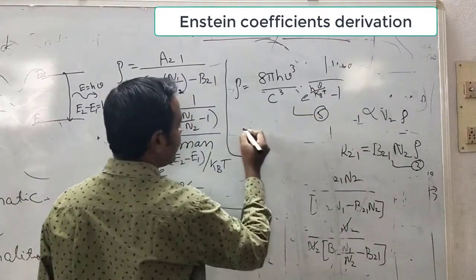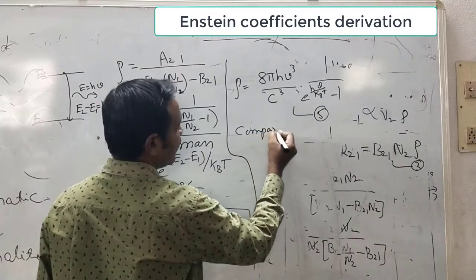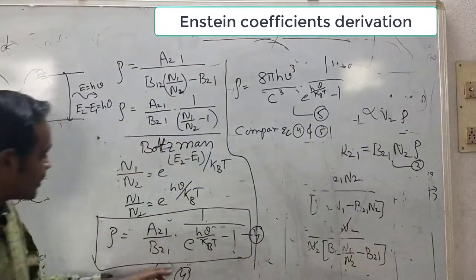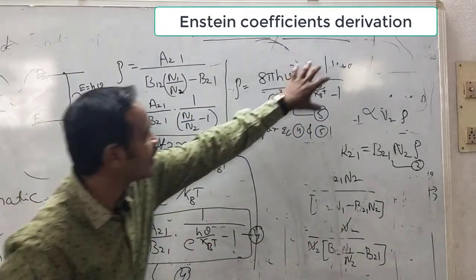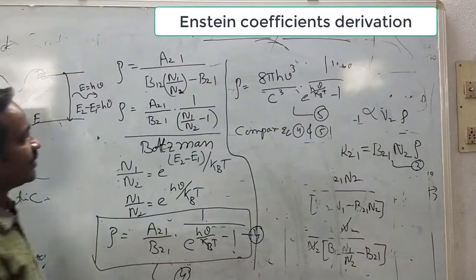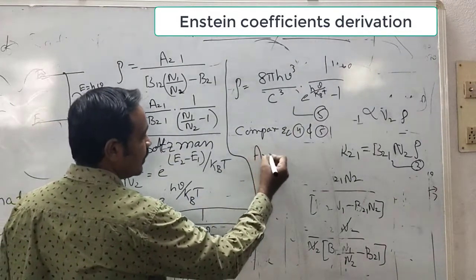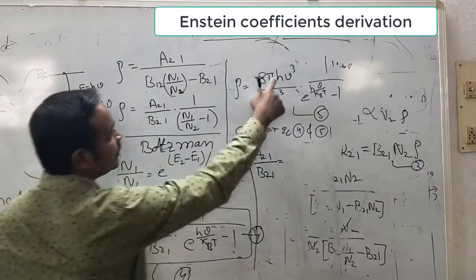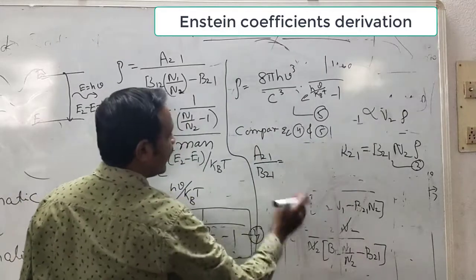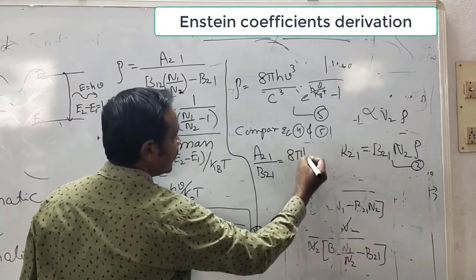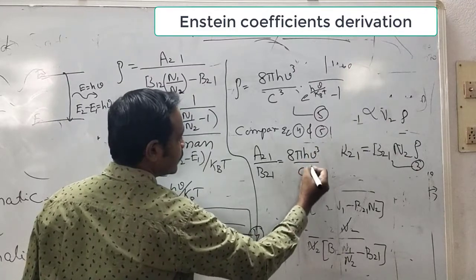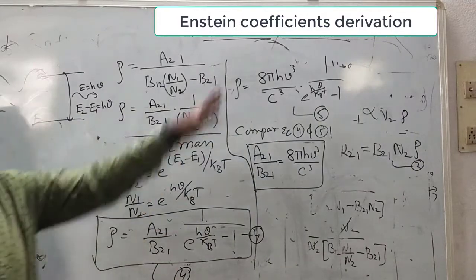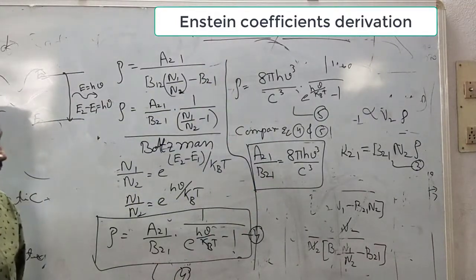So compare equation number 4 and 5. Compare the right side factor here. Both are the same. In place of A21 by B21, what value do you have? A21 by B21 equals 8 pi h nu cube by c cube. So this A21 by B21 is known as the Einstein coefficient.